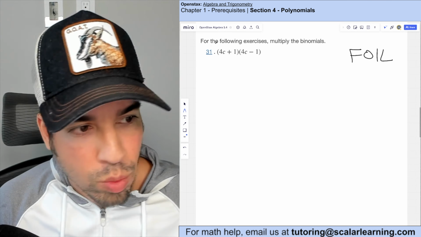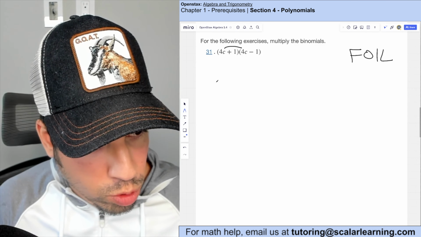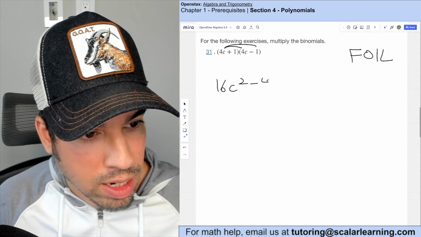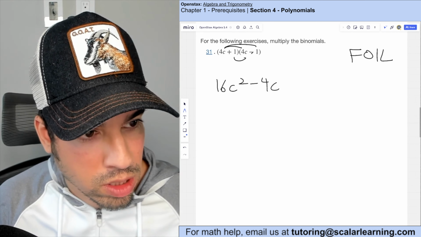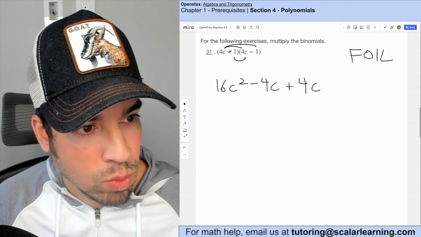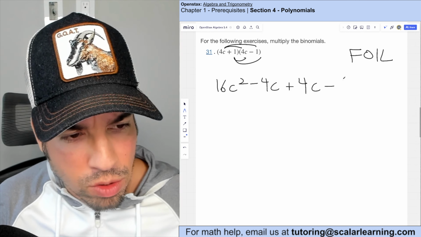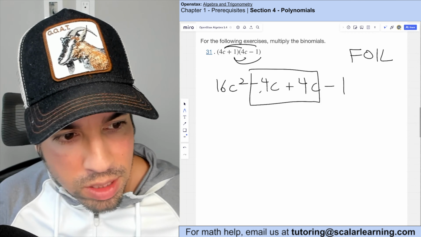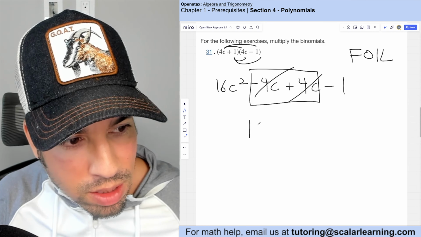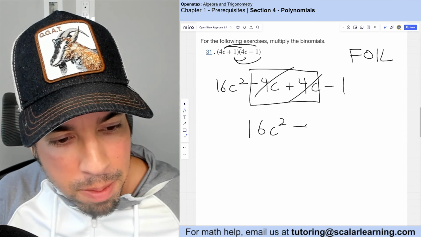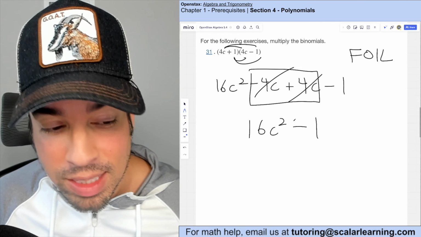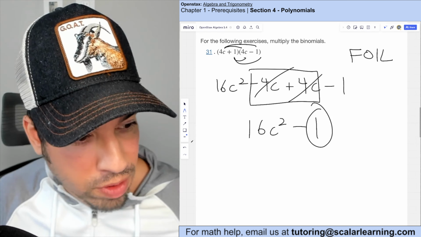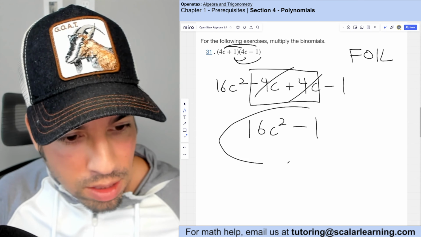Boom, done. So once again, we're going to FOIL. We're going to multiply the first terms, which would be 16c squared. Then the outer terms, which is negative 4c. Then the inner terms, 1 times 4c is positive 4c. And then 1 times negative 1 is minus 1. And then we're going to combine like terms. But guess what? These are opposites. Negative 4c plus 4c, they're going to cancel out to 0. So I'm left with 16c squared minus 1. This is really cool because this is called a difference of squares. Notice, this is a perfect square, 16c squared, and this is a perfect square, and it's a difference of the two. That is the answer.